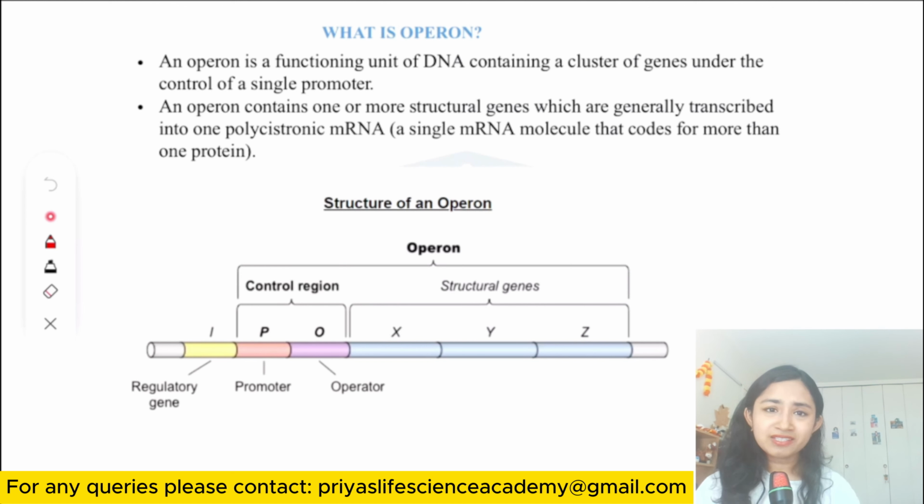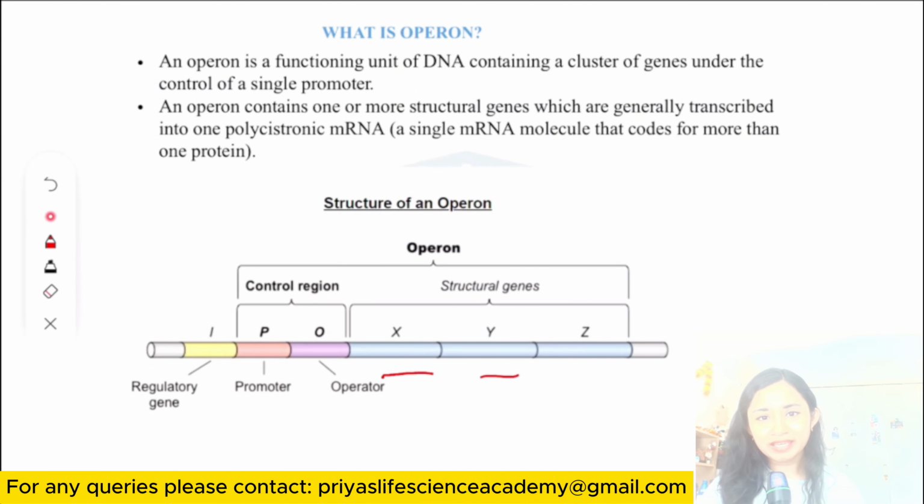Before starting, we must understand what an operon is. An operon is a functioning unit of DNA containing a cluster of genes under the control of a single promoter. Here you can see there are gene X, gene Y and gene Z. These three genes are under the control of a single promoter region. This is known as an operon system.